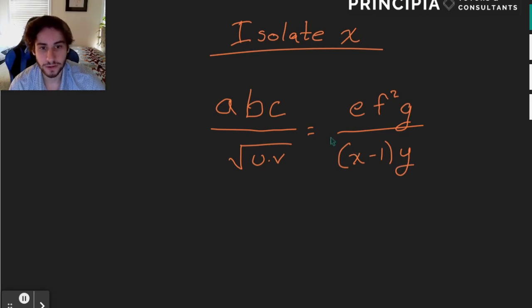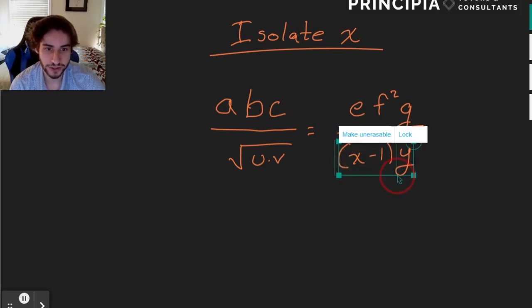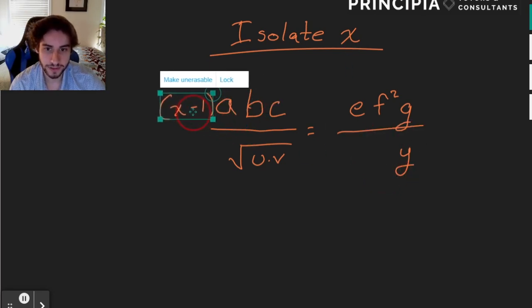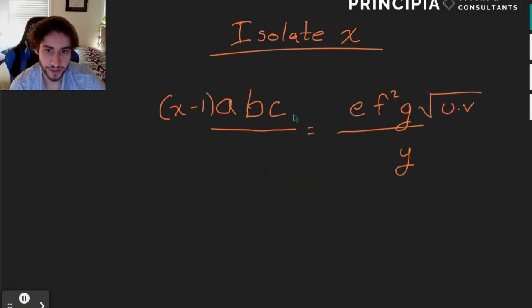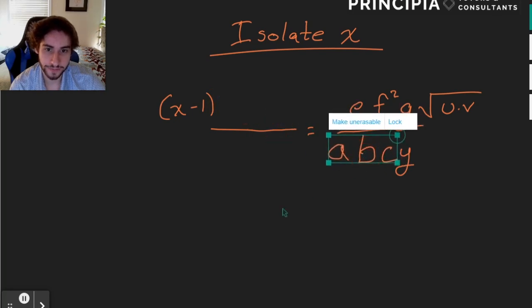Okay, so to solve this problem, we want to get x into the numerator. So I'm going to take this whole quantity x minus 1, drag it to that numerator. Now let's take the square root uv. Yes, this also applies to square roots. And so take this whole thing, move it to this numerator over here. Last step, let's take this ABC, drag it over to the bottom.